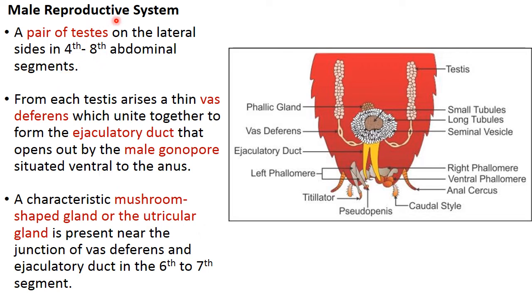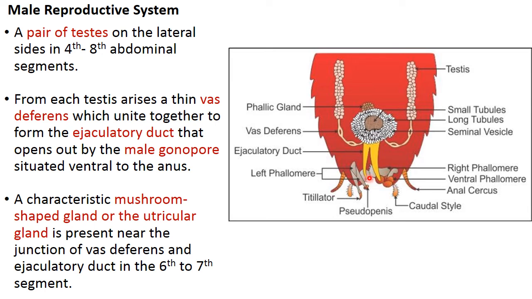Now coming to the male reproductive system. A male reproductive system, as you can see, consists of a pair of testes. So these are the pair of testes here, और उसके बाहर present in the 4th to 8th abdominal segment. So from each testis what is going to arise will be a narrow, thin duct called the vas deferens, and these two vas deferens are going to unite together and form the ejaculatory duct. This ejaculatory duct is going to open to outside by the male gonopore that is situated ventral to the anus.